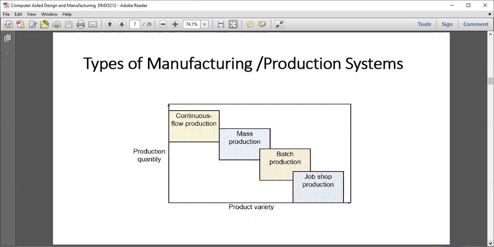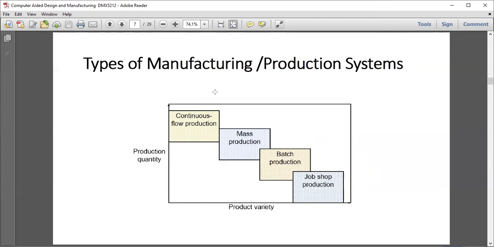Earlier we came to know the classes of manufacturing, or types of manufacturing, which we call production systems. We use different terms, but as I said, production is classified according to product volume. This diagram shows product quantity and product varieties.